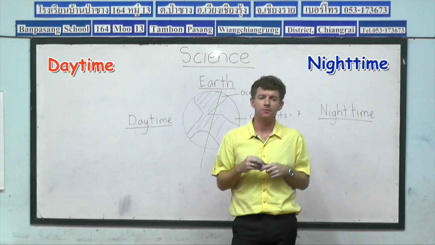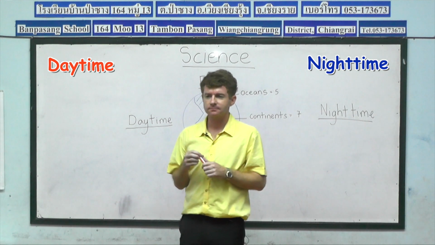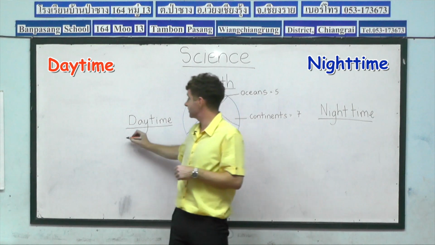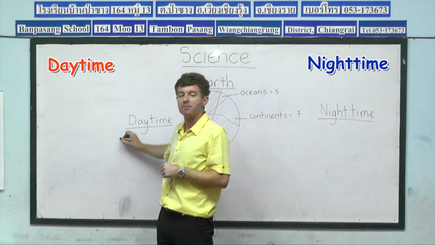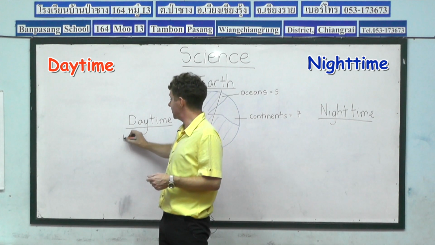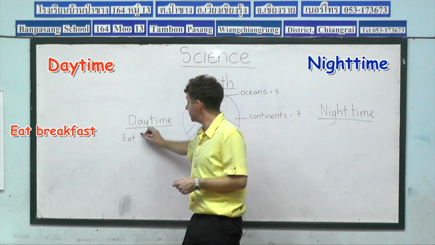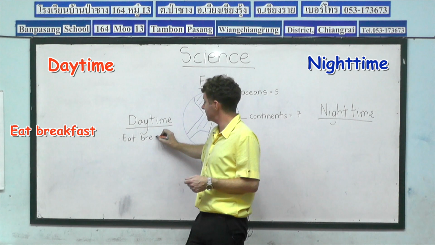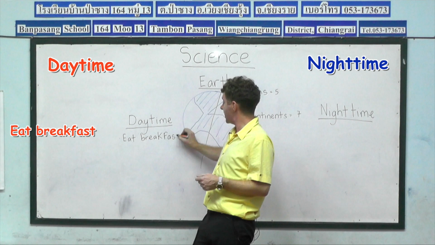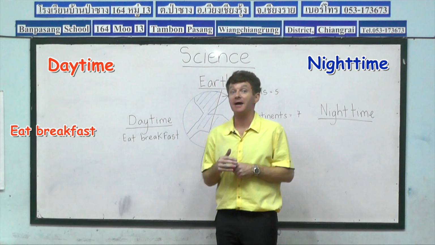Okay, so thinking back to the last lesson, we talked about activities we do in daytime and activities we do at nighttime. So let's think of a few ideas. What do you do in daytime, guys? Eat breakfast is a good one. That's one of the first things we do. So eat. Let's see if we can get 5 for daytime and 5 for nighttime. So number 1, daytime, Pak Bung, eat, E-A-T, and breakfast, B-R-E-A-K-F-A-S-T.